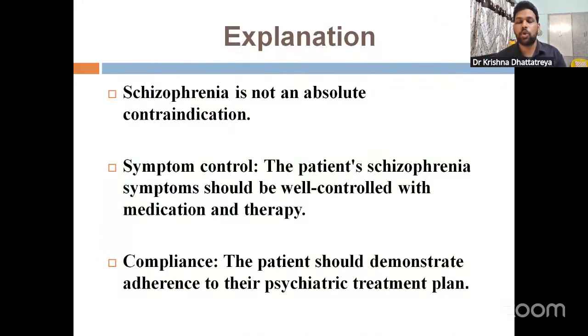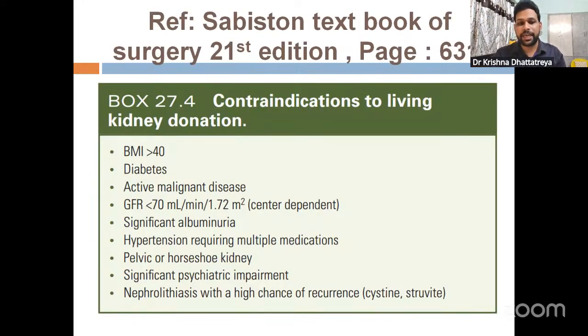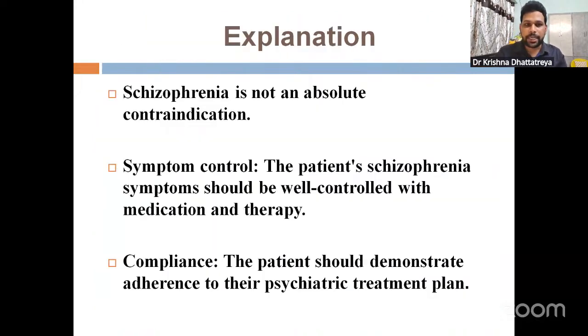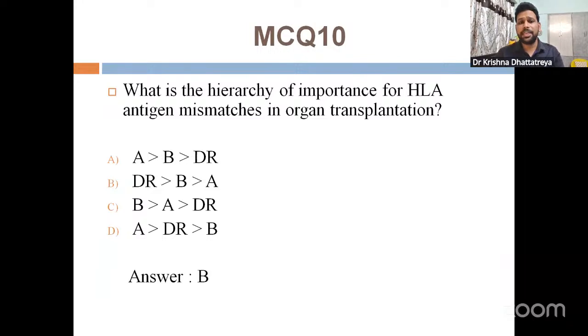Schizophrenia is not an absolute contraindication. If he is well controlled on medication therapy, has better compliance, is adherent to the strict psychiatric plan, and is willing to donate the kidney, then you can go for donation in schizophrenia also. But if it is a poorly controlled psychiatric illness with significant psychiatric impairment, then it is a contraindication for donation. The next question is based upon HLA antigen mismatch in organ transplantation.